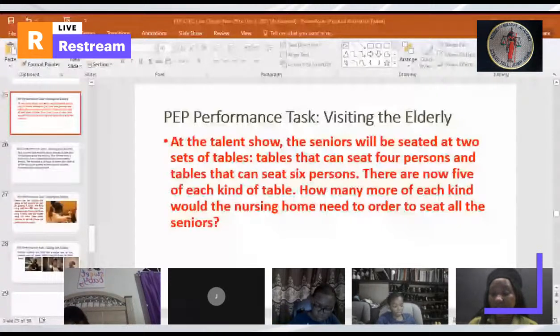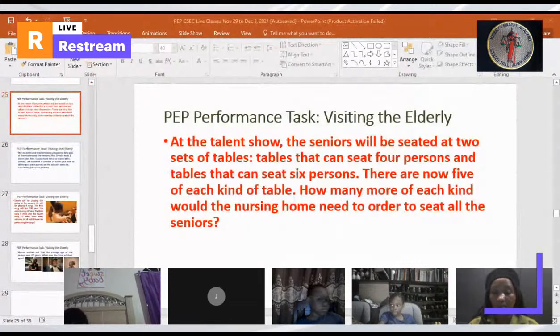We can take 4 large tables. Large tables can seat 6, so 4 times 6 gives 24. Or we can take 6 of the small tables. 6 times 4 also gives 24. Or we can take 2 large and 3 small. That's also 24. And there are other possibilities that we can investigate to see if we can get 24. So let's move on. I'm proud of my scholars.